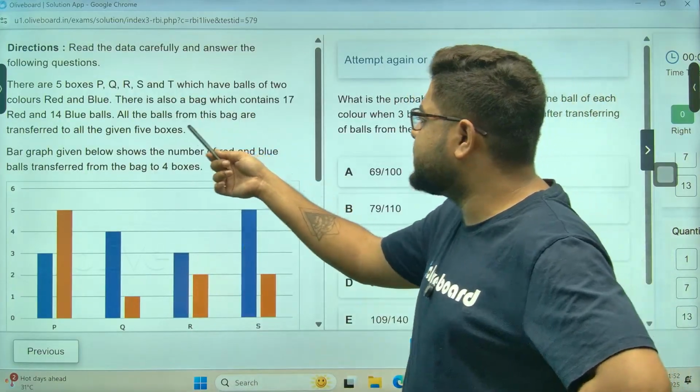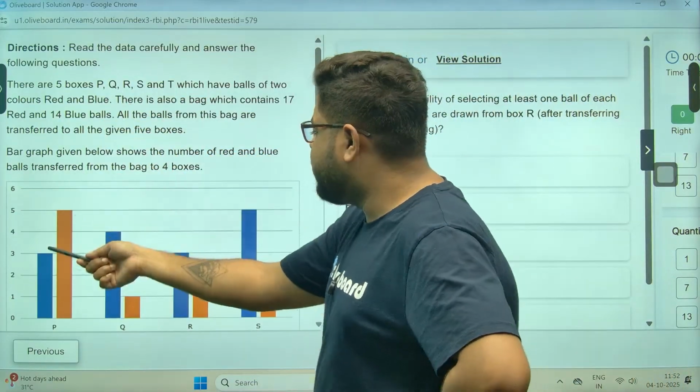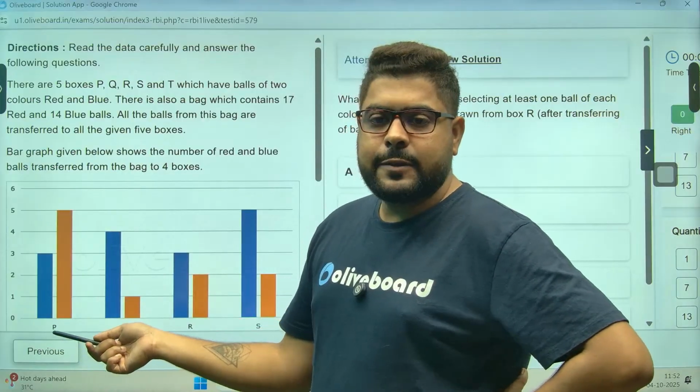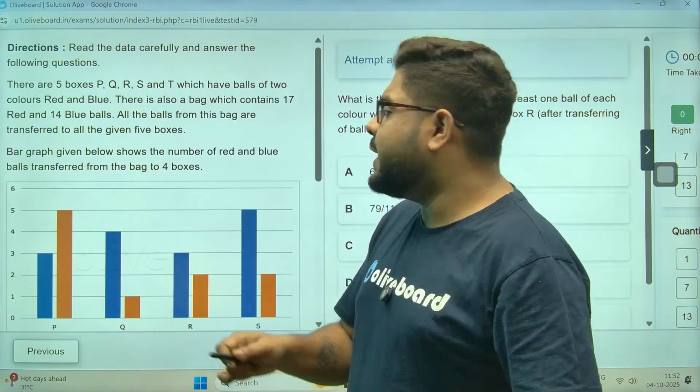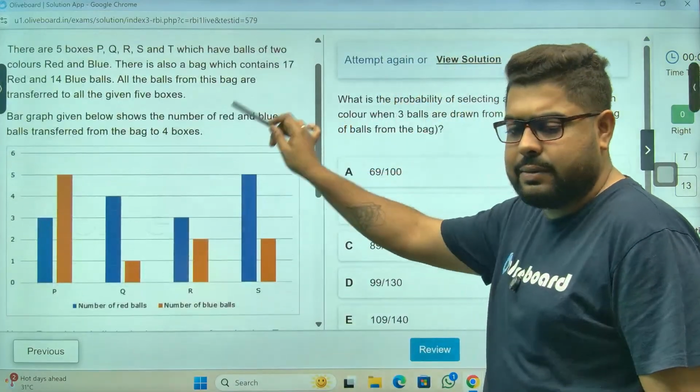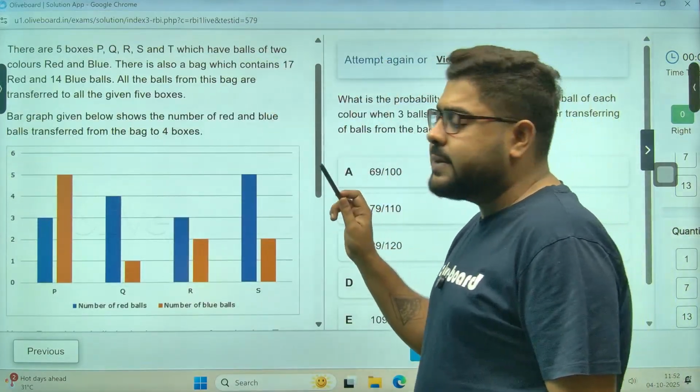Again, you see, the total is given and 4 is given. Like the number of balls transferred to 4 is given. So whatever is remaining will be transferred to the 5th one. So again, you don't need that data actually. It means everything is actually given.